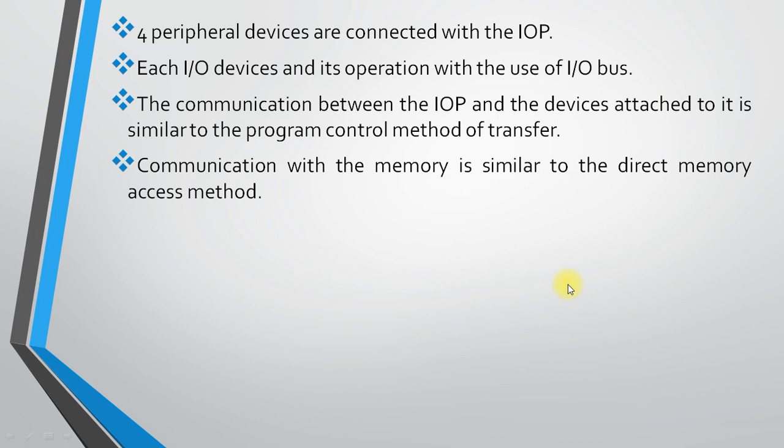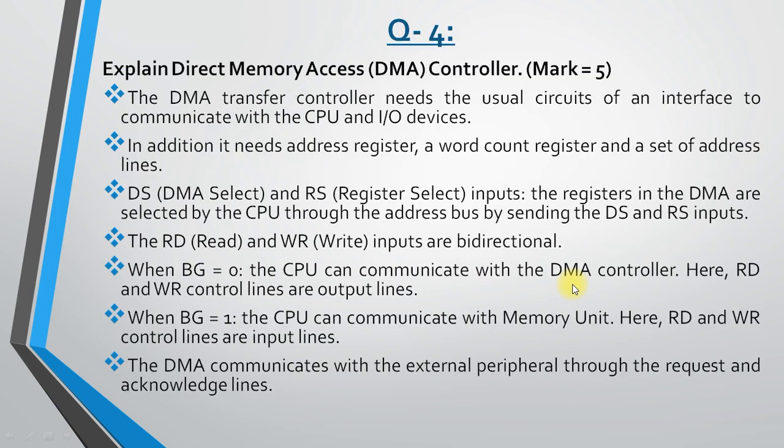Right? Now let us switch to the next question based on the DMA controller or direct memory access. From the name only you can get that you have the facility to directly access the memory. The DMA transfer controller needs the usual circuit of an interface to communicate with the CPU and I/O devices. So with the help of DMA, you can directly access the memory.